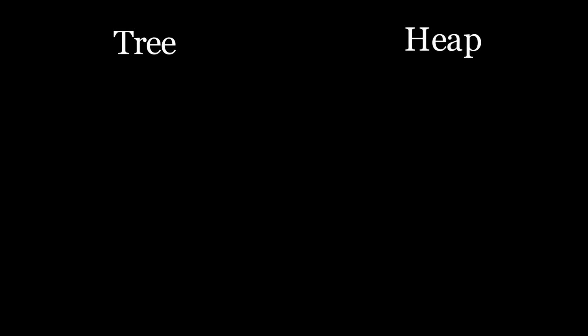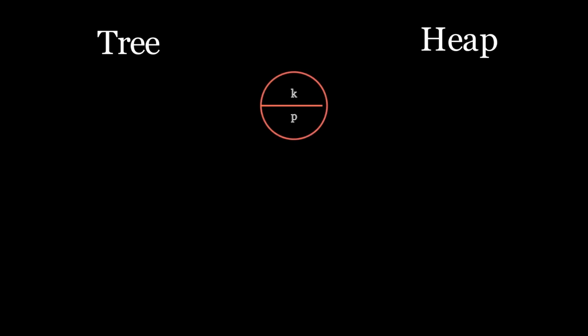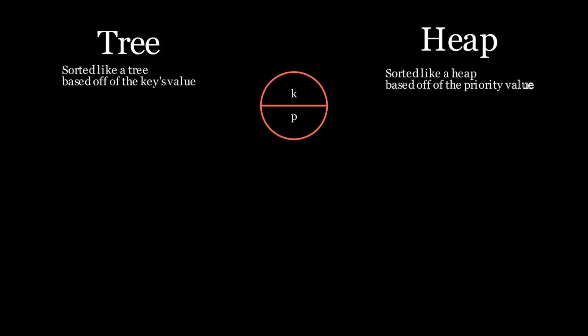What is a treep? As the name suggests, it's a hybrid between a binary search tree and a heap. Now what does that mean? Well, for starters, every node in a treep has two values, a key and a priority. The treep will be sorted like a tree based off of the keys and sorted like a heap based off of the priorities.